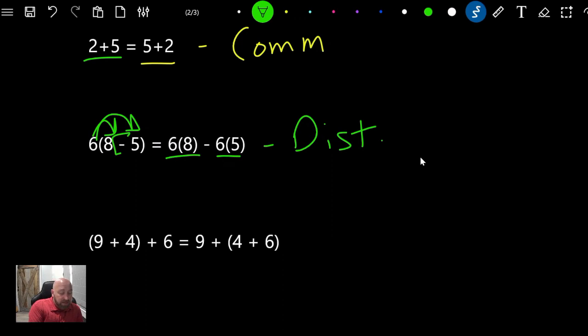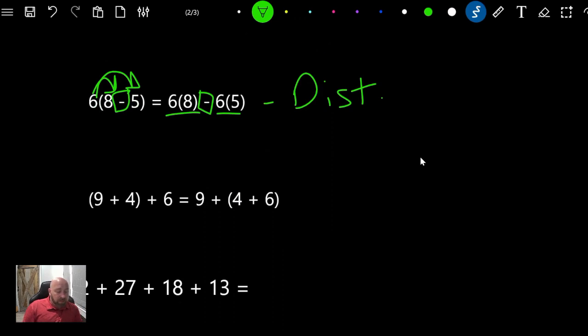Notice that this negative sign stays in the same place, right? The negative sign doesn't move. So we don't have commutative there. We're not changing the negative sign. So remember, subtraction and division are not commutative, but in distribution, we can leave them in the same place, and we can make it happen using distribution.